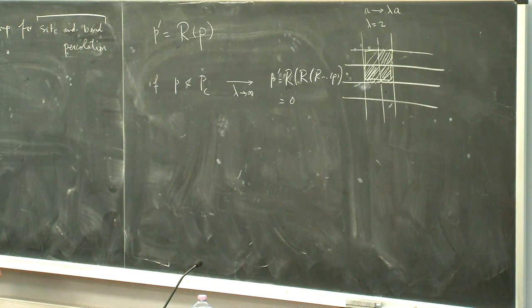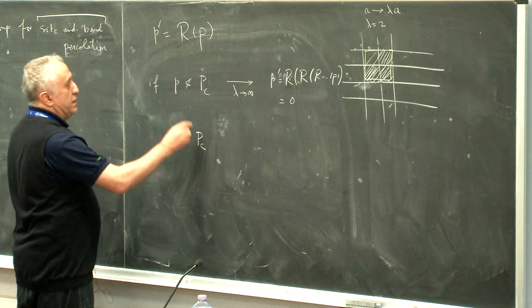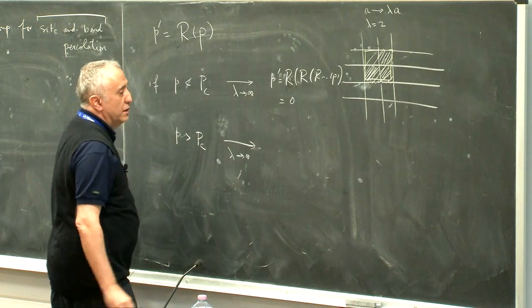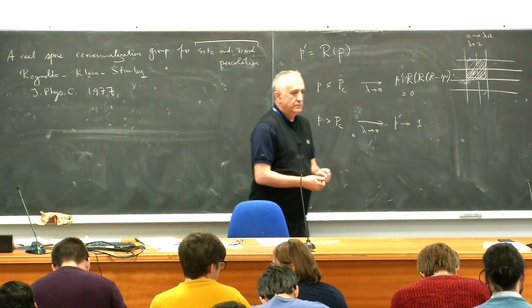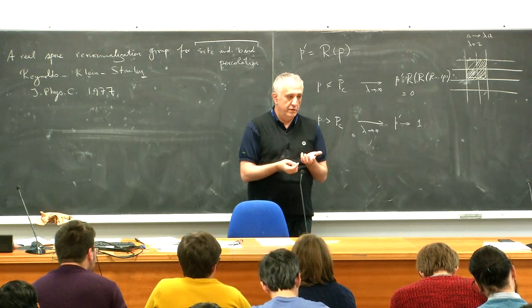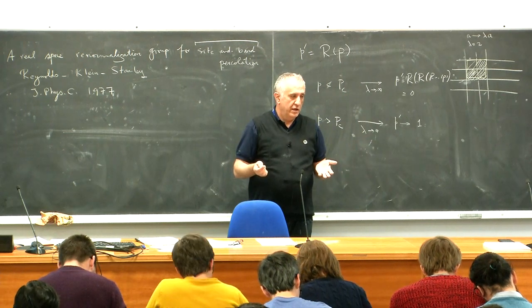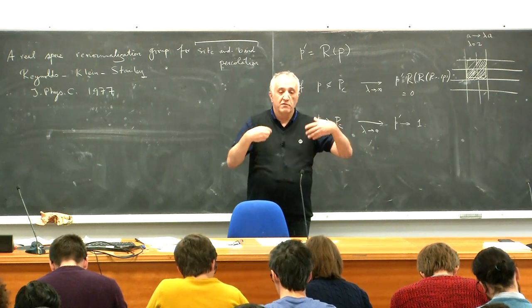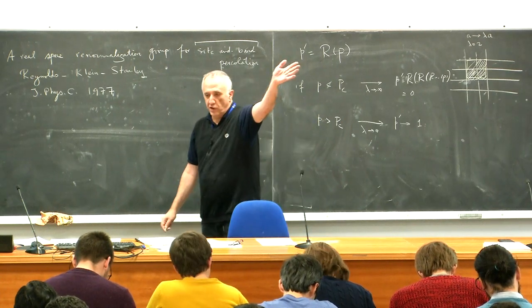OK, so if you agree with this, then the next statement you will also agree with. If P is bigger than PC, and you do that, then with lambda tending to infinity, P prime will tend to 1. So in fact, if you are above the percolation threshold, you have global clusters, and repeating this resummation process will make the lattice darker and darker until it is totally dark.